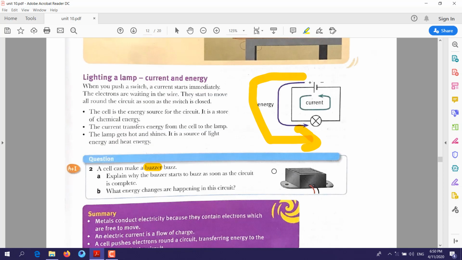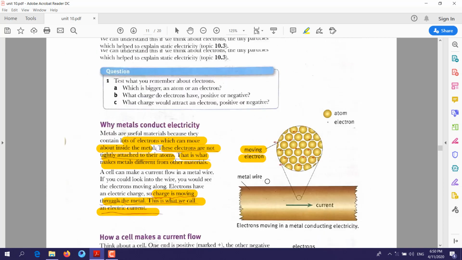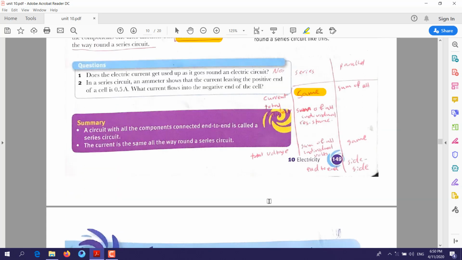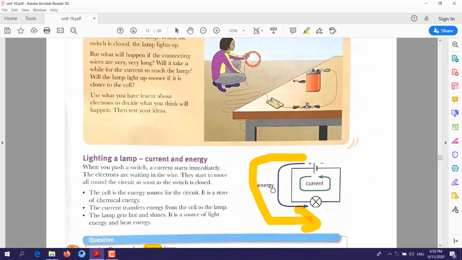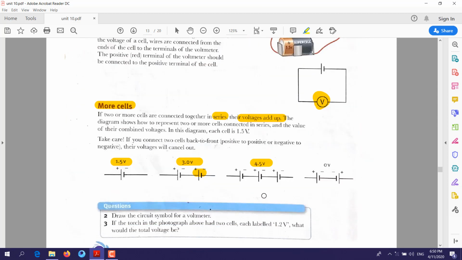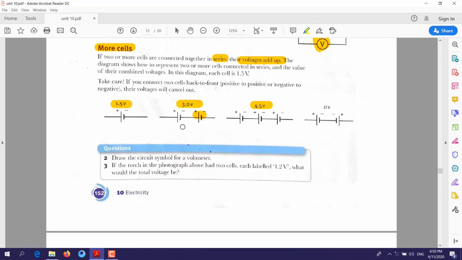If we go back to this table, the voltage in a series electric circuit is the sum of all individual voltages. What does that mean? You will add them. How do you get the sum? By adding. So the total voltage is the sum of all voltages.